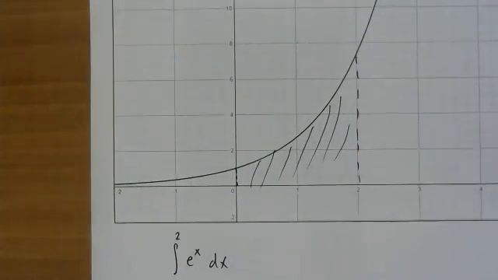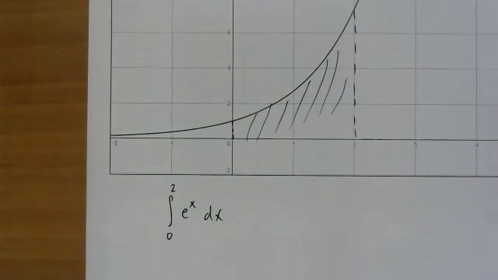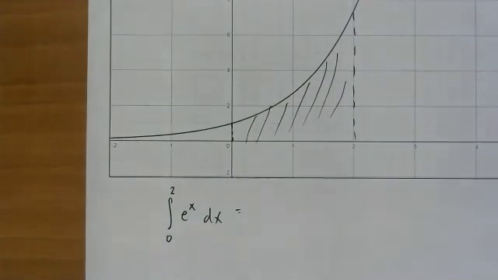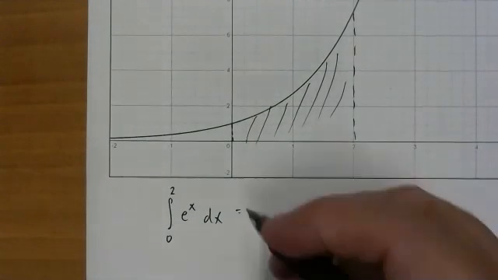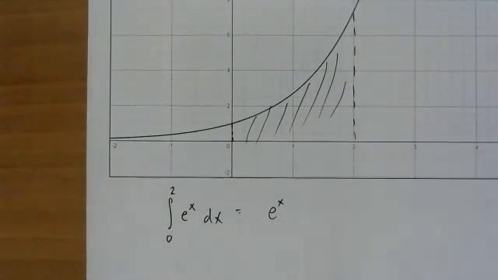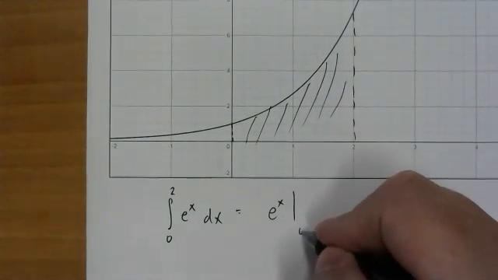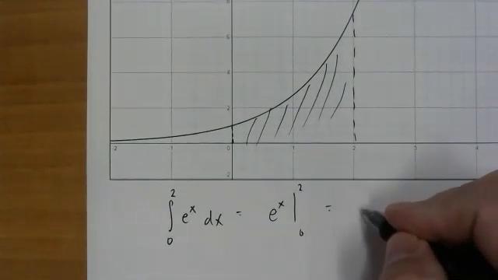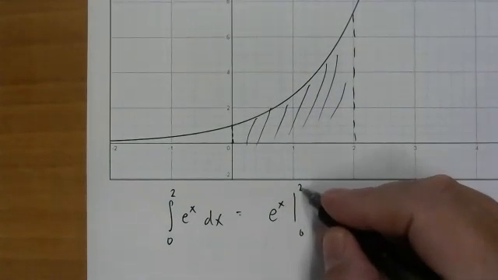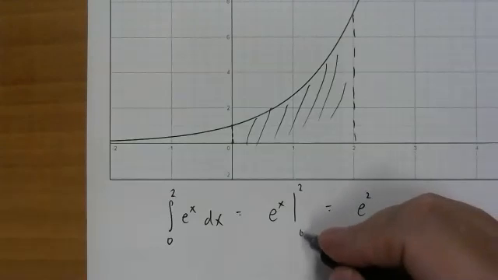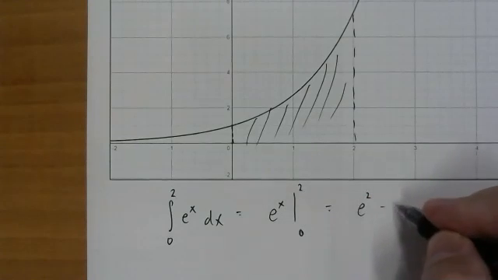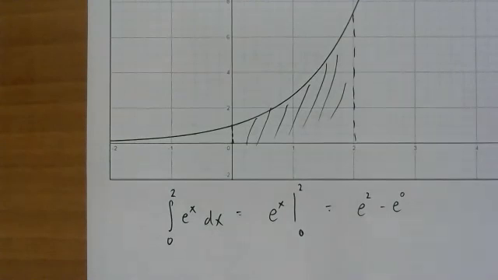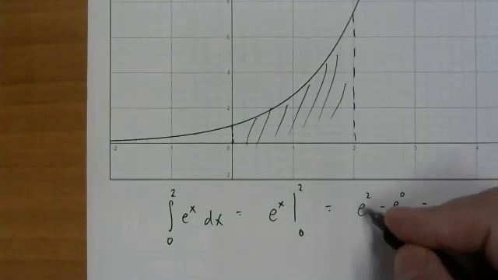We're going to find the area of this. Now, if you recall, the integral of e to the x is just e to the x. It's a definite integral going from 0 to 2. So e to the 2 goes in for x, and then 0 goes in for x, minus e to the 0. Now don't make the mistake that some students do.